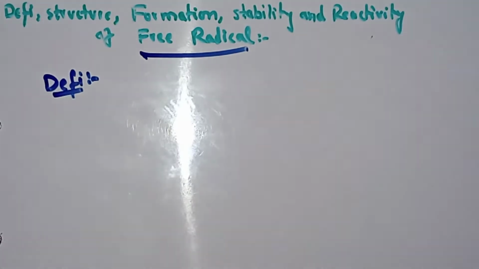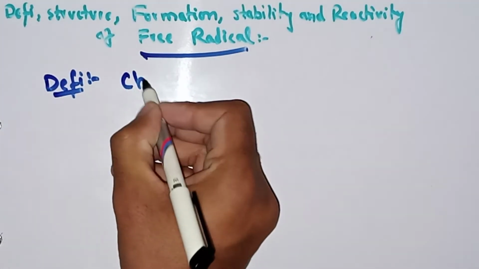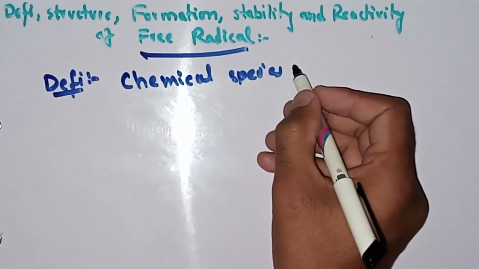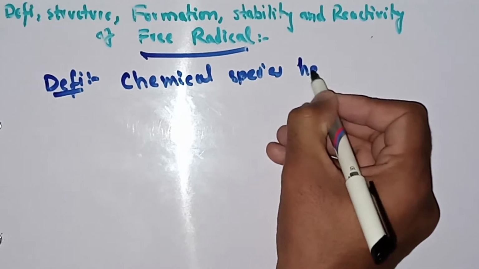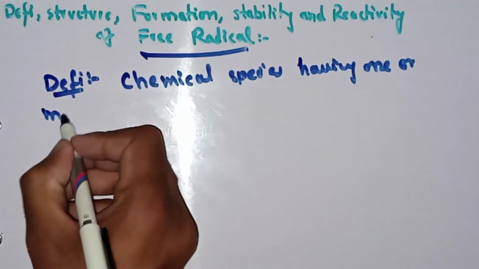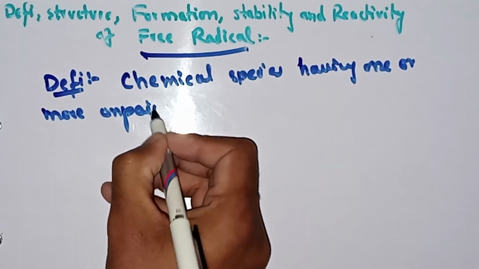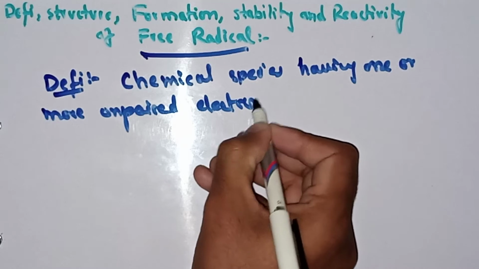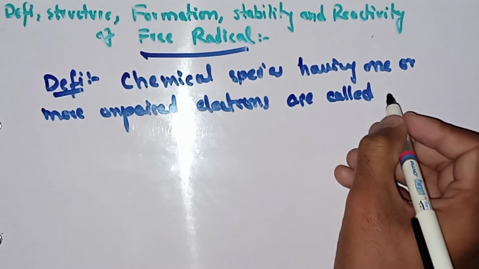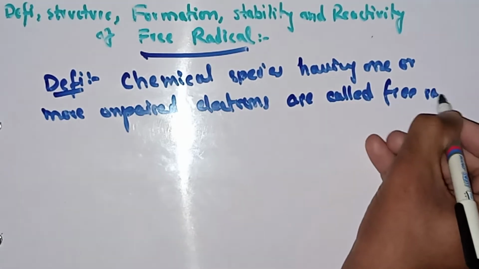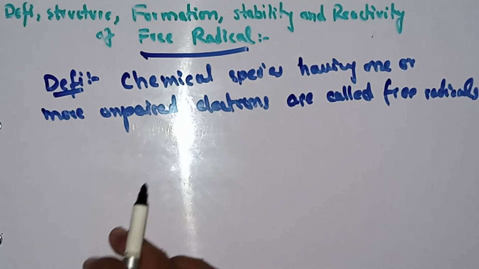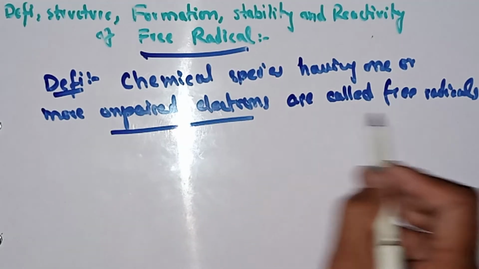Are you ready? Chemical species. Those chemical species having one or more unpaired electrons are called free radicals.